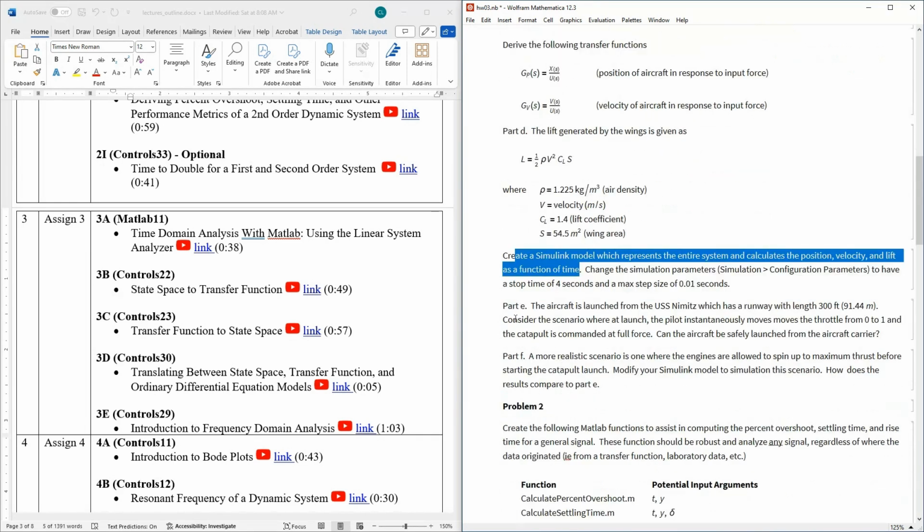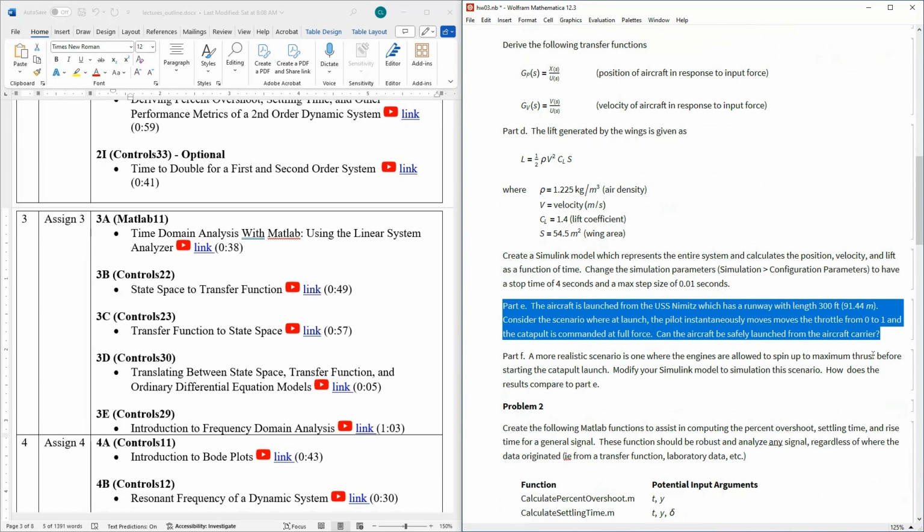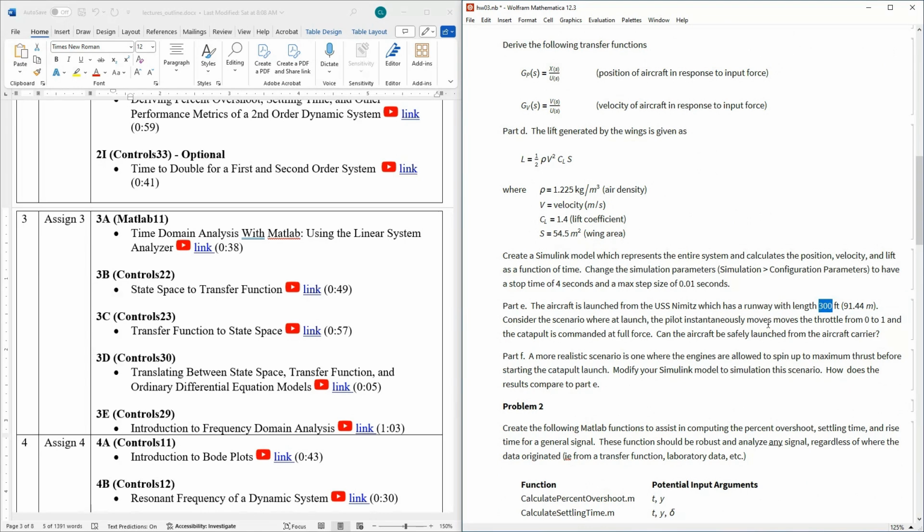So now, finally, in part E, let's see what this thing actually does. I'll give you some numbers for an aircraft carrier deck. And in this first part, what we're going to assume is that the aircraft is sitting at idle, like the engines are sitting at zero. And then suddenly you're given a launch command. The catapult snaps, the commanded catapult position goes from 0 to 1, and the commanded throttle of the aircraft goes from 0 to 1.